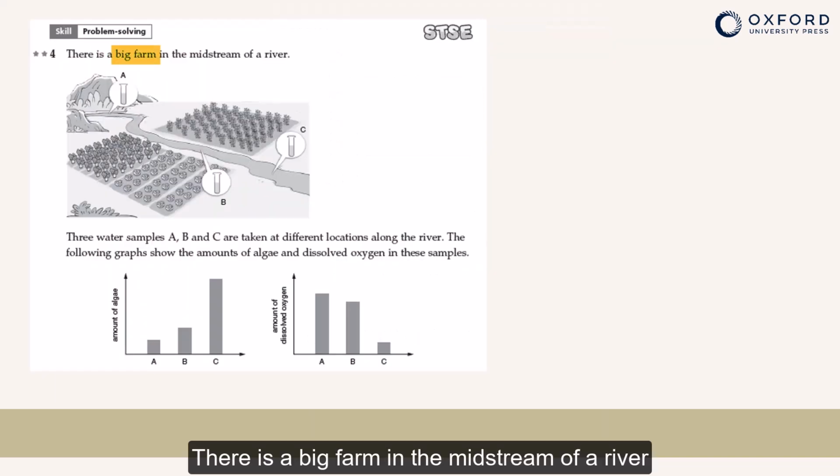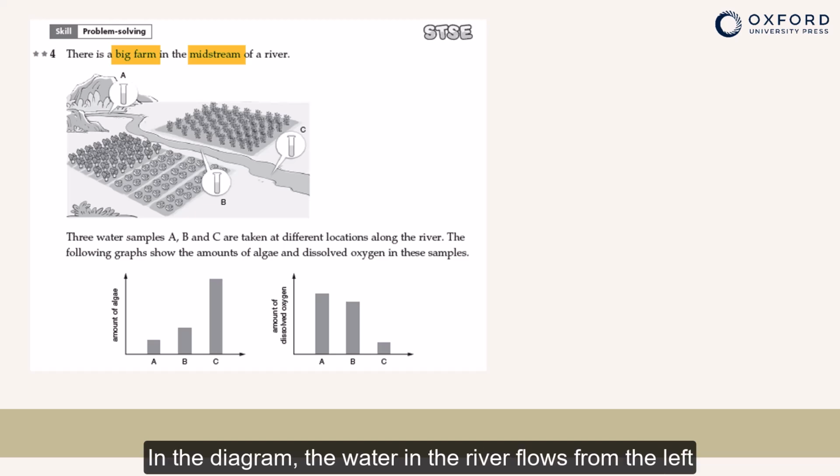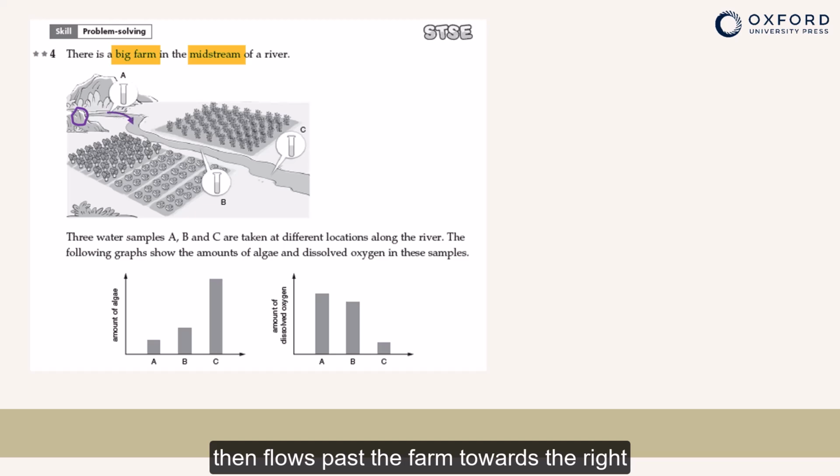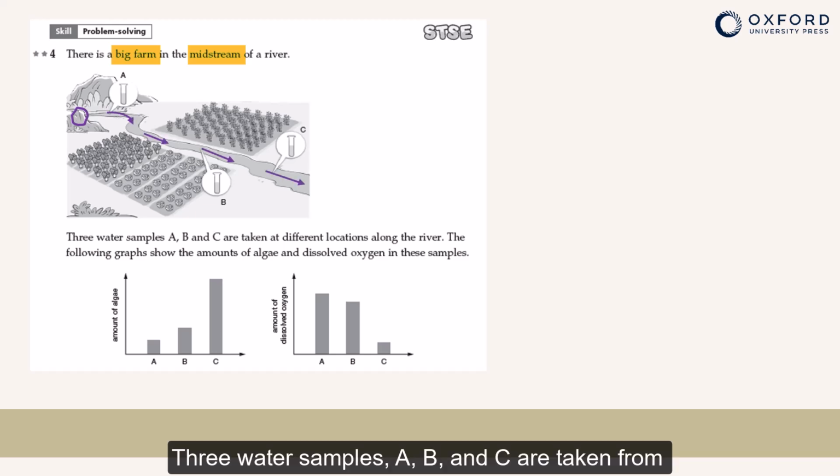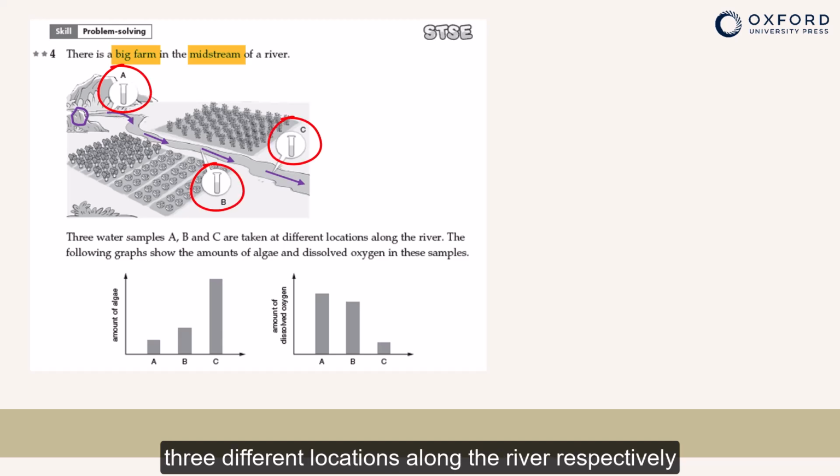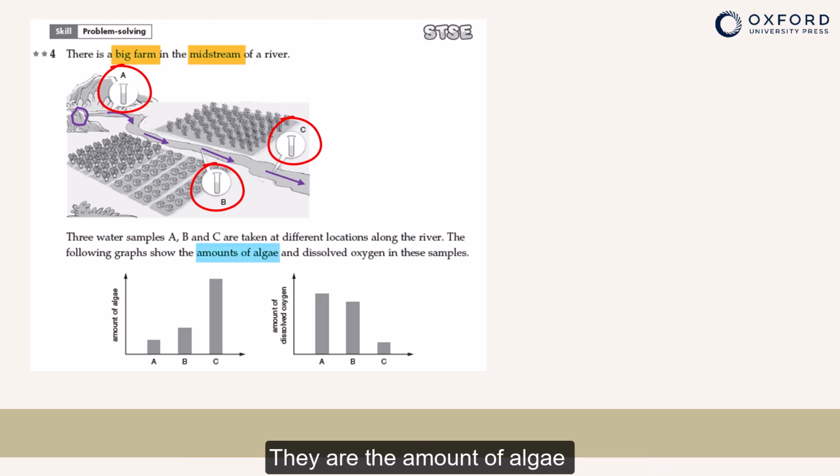There is a big farm in the midstream of a river. In the diagram, the water in the river flows from the left, then flows past the farm towards the right. 3 water samples, A, B, and C, are taken from 3 different locations along the river respectively. Then, 2 properties of the water are analyzed. They are the amount of algae and the amount of dissolved oxygen.